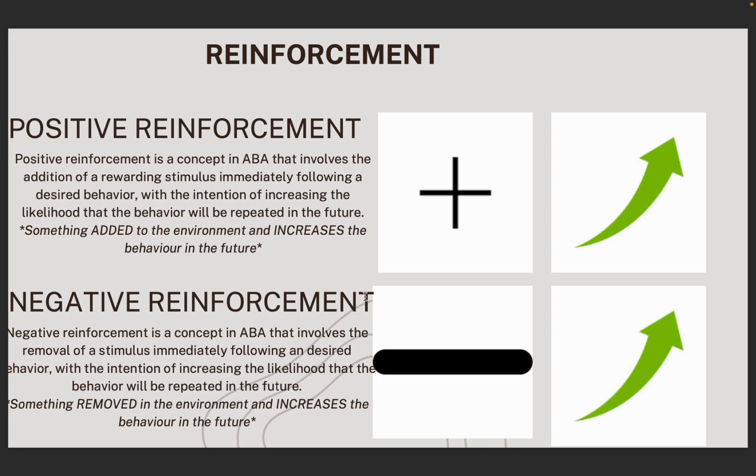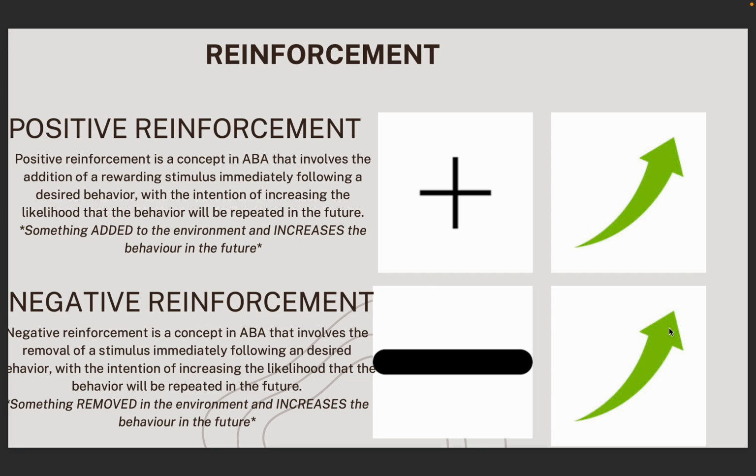Whereas negative reinforcement involves the removal of a stimulus immediately following a desired behavior, with the intention of increasing the likelihood that the behavior will be repeated in the future. So in simple terms, we are removing something from the environment and it will increase the behavior in the future.